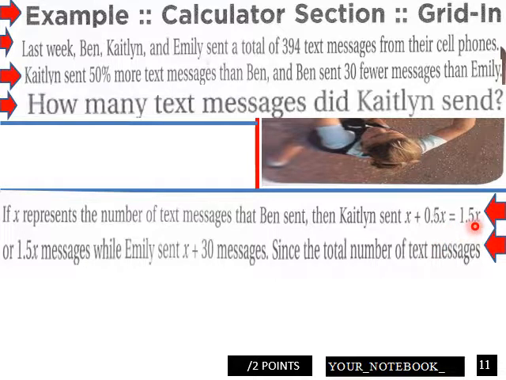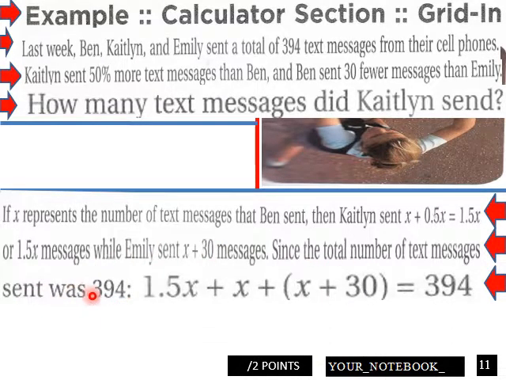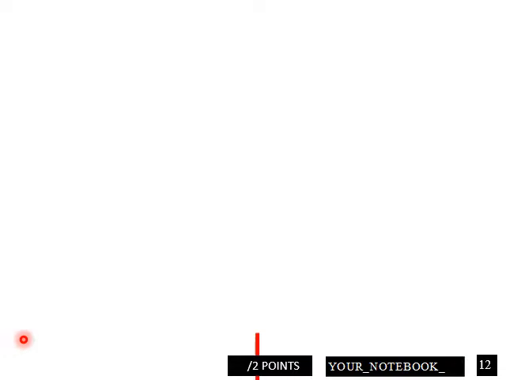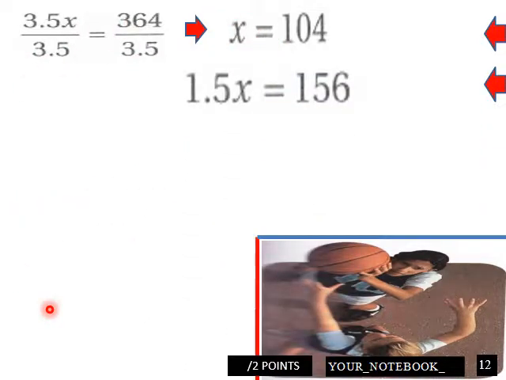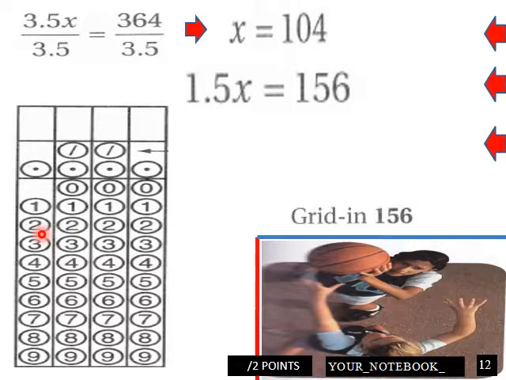x plus 0.5x equals 1.5x. So the total amount was 394. 1.5x plus x plus 30 equals 394. That way we can solve. 3.5x. We set a proportion here and do a cross multiplication, and we come up with x equals 104. So 1.5x equals 156. Grid in 156 here.